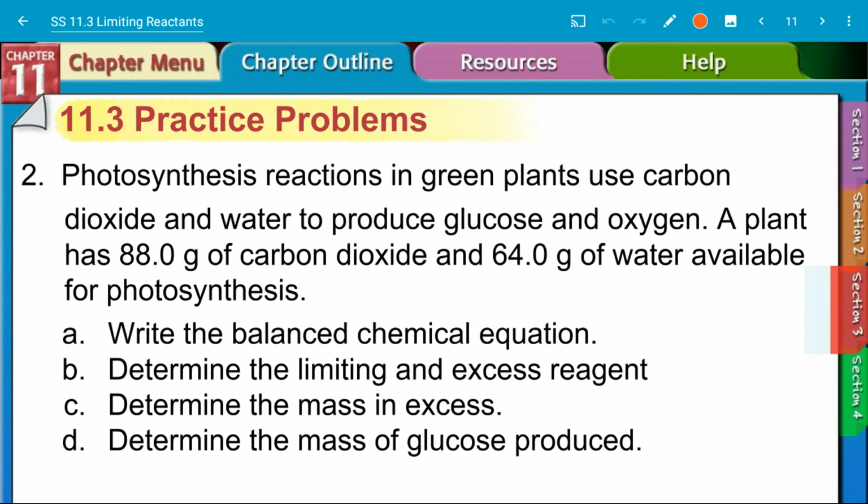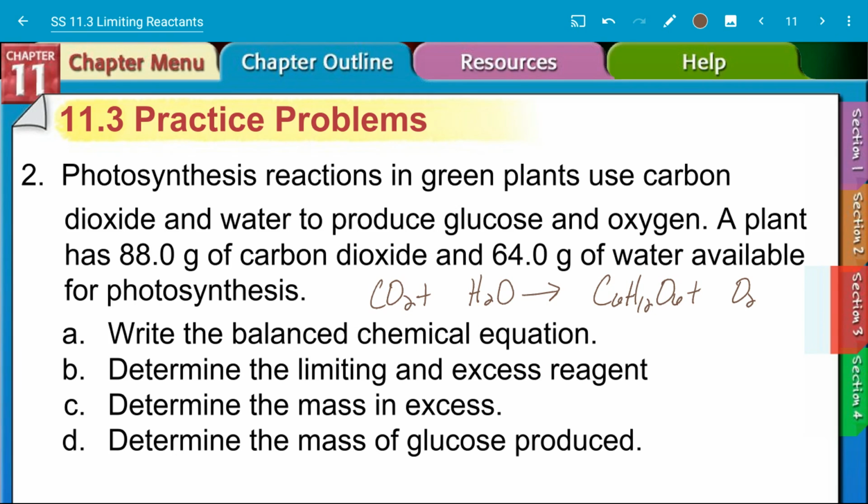We're going to have CO2 plus H2O produces glucose, which is C6H12O6, plus oxygen gas, which is O2.